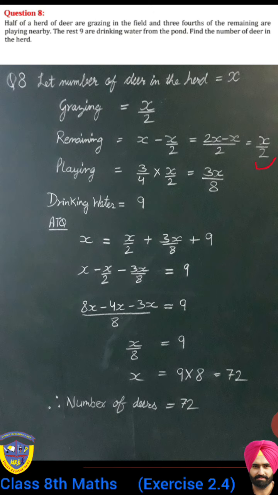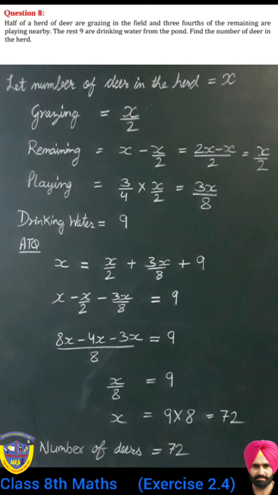So these are the remaining deer. Next they are saying that 3/4 of the remaining are playing, means 3/4 of remaining are playing. You will get 3x upon 8, and the rest 9 are drinking water. Now according to the question, the total number of deer are, that is x upon 2 are grazing in the field, 3x upon 8 are playing nearby, and 9 are drinking water. Sum of all these will be equal to the number of deer.